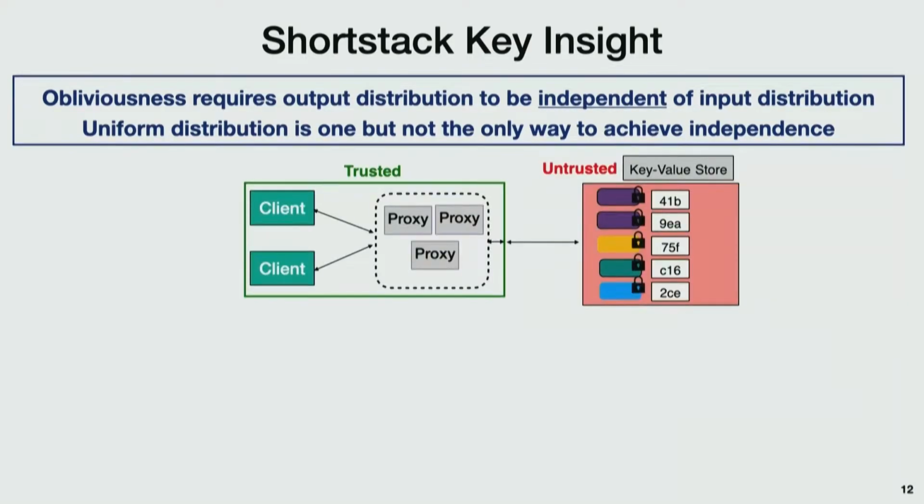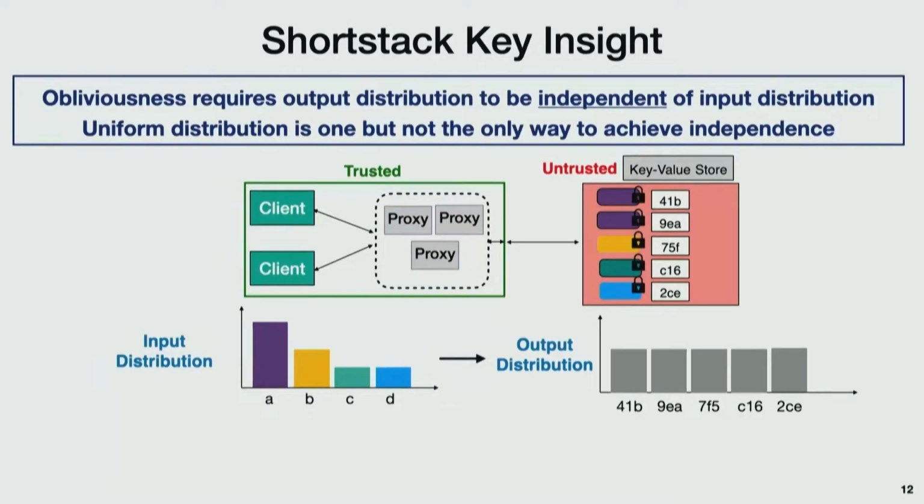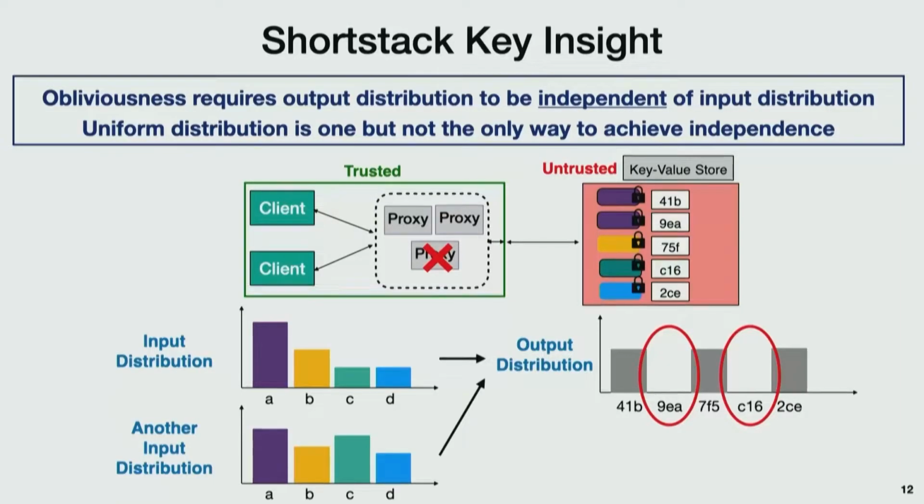Here is an example. Suppose you have an input distribution which is flattened into an output distribution, and now one of the proxy servers fails. This means the accesses to even a few replicas would just go away. And clearly, this distribution is not uniform. However, this is not really a security problem as long as any other input distribution also gives you the same output distribution.